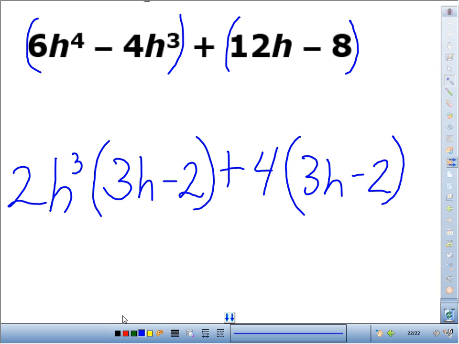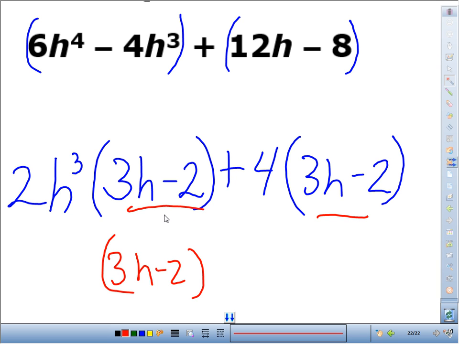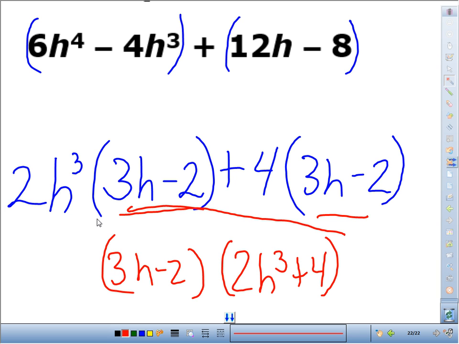Does this look familiar? What's common for each one? 3h minus 2, which is this and this, and what's left over? 2h cubed plus 4. And these are our factors.